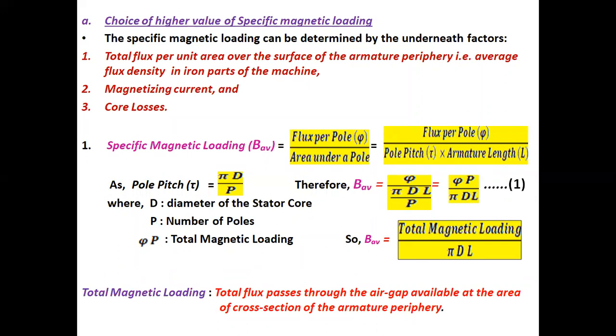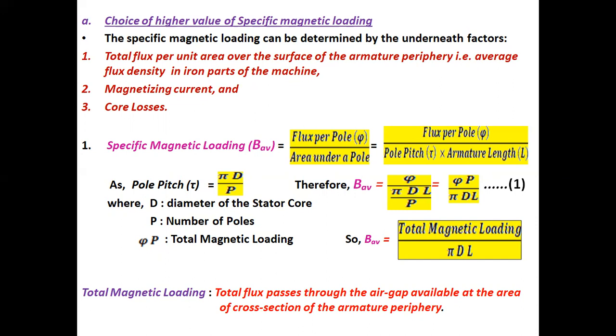Choice of higher value of specific magnetic loading. The specific magnetic loading can be determined by the underneath factors. 1. Total flux per unit area of the surface of the armature periphery, that is average flux density in iron parts of the machine. 2. Magnetizing current. And 3. Core losses. Specific magnetic loading B average is equal to flux per pole divided by area under a pole, which is equal to flux per pole divided by pole pitch into armature length.